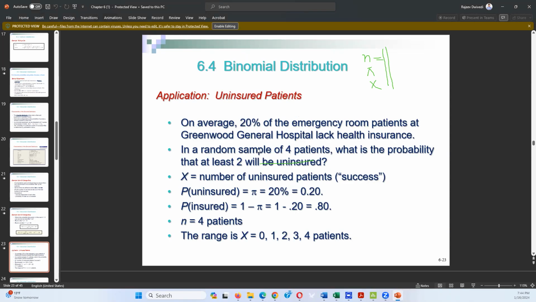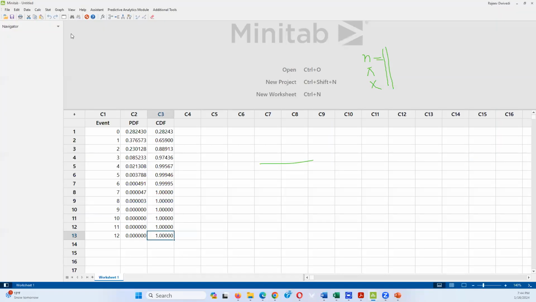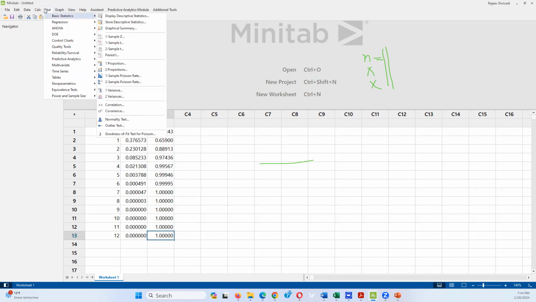Professor, I've got a question. In Minitab, when you click into the binomial distribution window, there's an input constant. What value do we need to put in there? Okay, the input constant is the X value. Let me show you one more time.